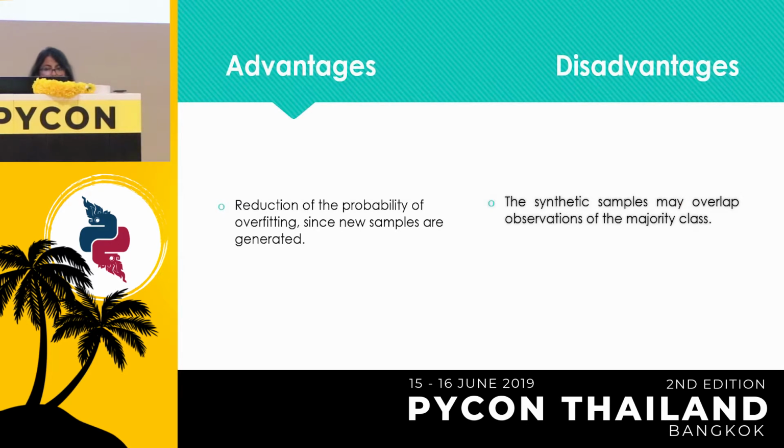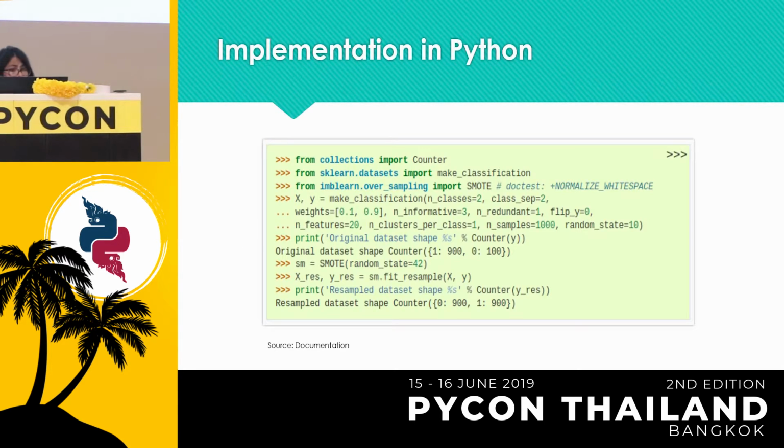The implementation is as well straightforward. We can install the imbalanced-learn package, and with this package it's just about importing SMOTE from the oversampling package, and as you can see, it's very straightforward to implement. We can also implement a lot of variations of this algorithm in Python.